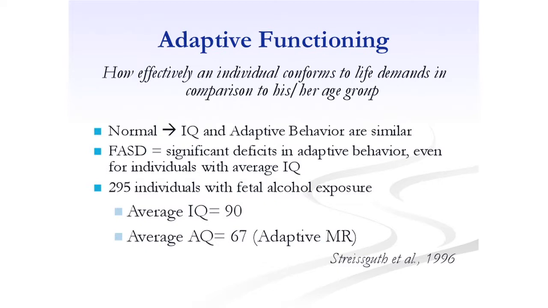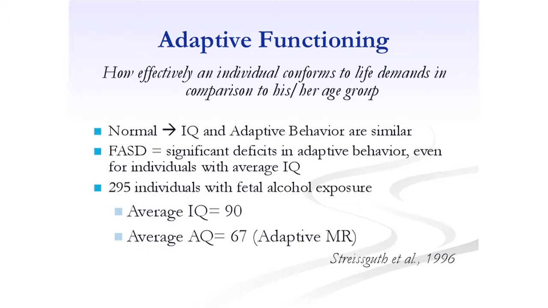In the area of adaptive functioning, that is, how effectively an individual conforms to life demands in comparison to his or her age group, we find this is a particularly vulnerable area for adolescents with prenatal alcohol exposure. Now, in most normally developed populations, IQ and adaptive behavior are very similar. However, in individuals with fetal alcohol spectrum disorders, there are significant deficits in adaptive behavior even for those individuals that have a perfectly average IQ.